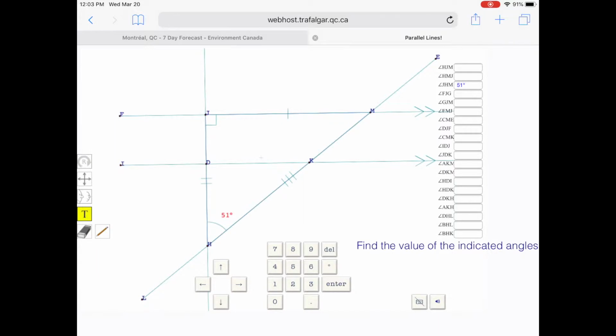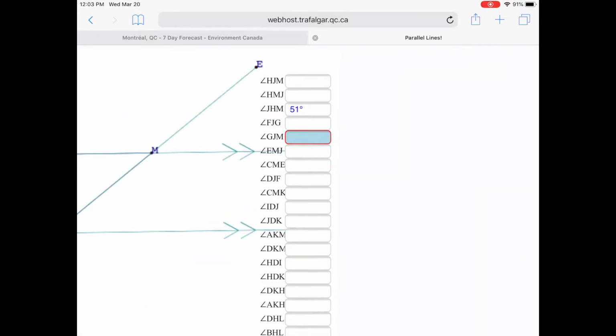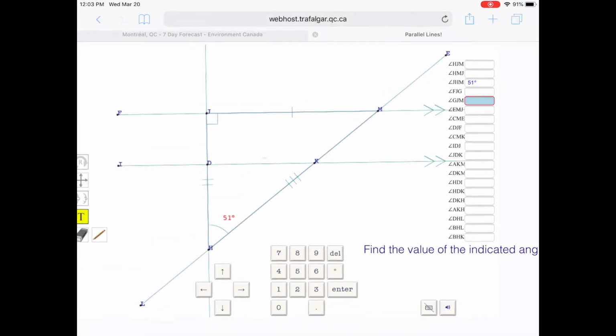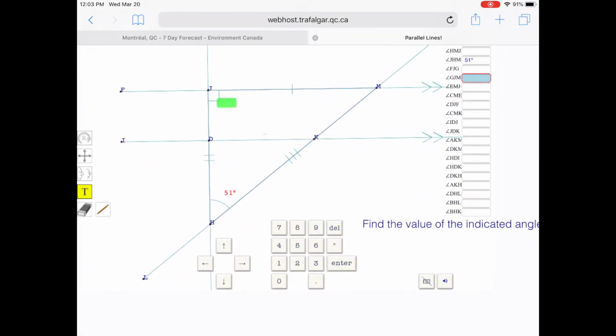Instead of trying to fill them in up here, instead of going into the various angles on the side, it's a lot easier just to fill them in using your text boxes. I click on the T. This one right here is 90 degrees. 90 degrees. 90 degrees. I'm not bothering writing the degree symbols. Eventually, I'll just double click the degree symbol and it'll fill in all the degrees.